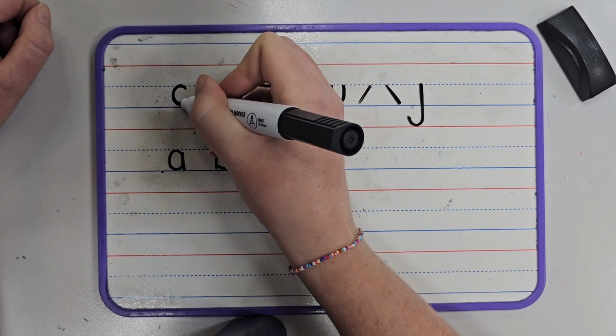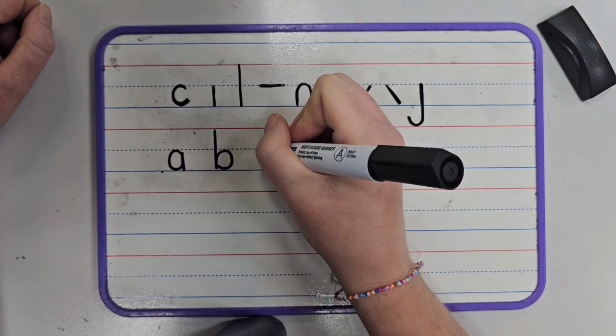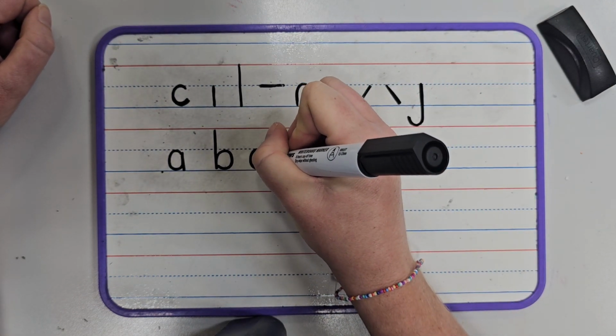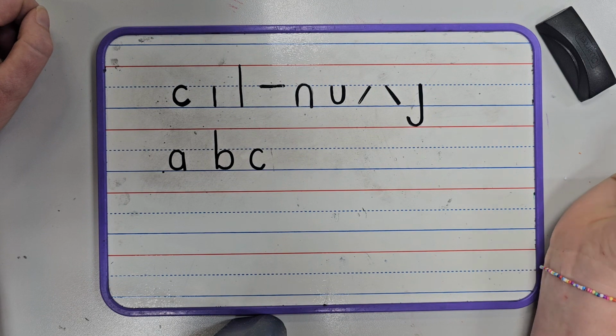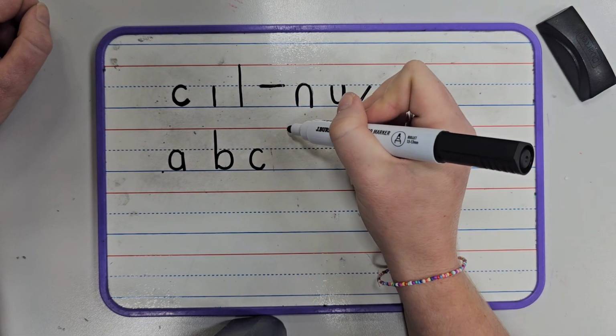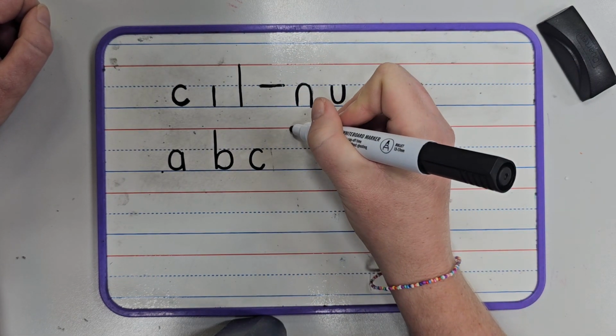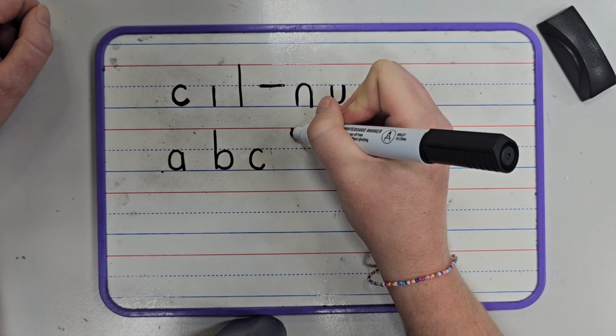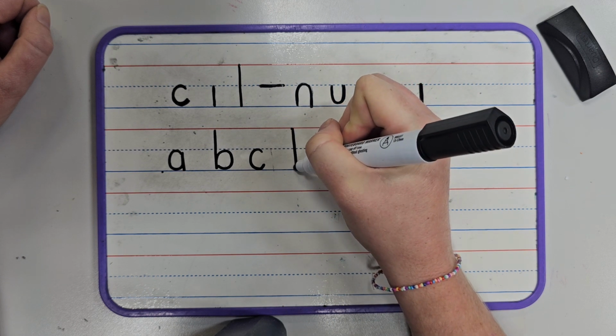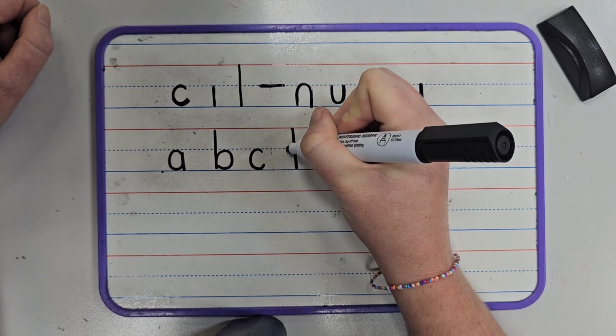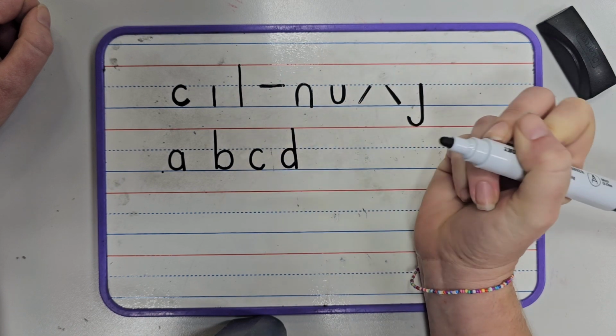Letter C is just this shape here, starts with a click, goes around and stops. Letter D is a tall man letter. Tall man letter pulls down from the top, goes up and around and stops.